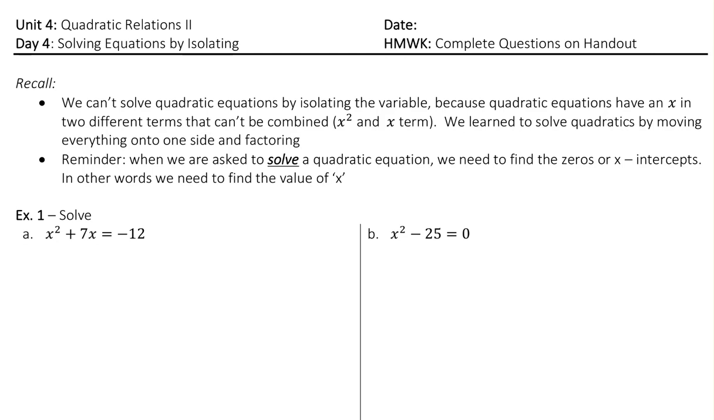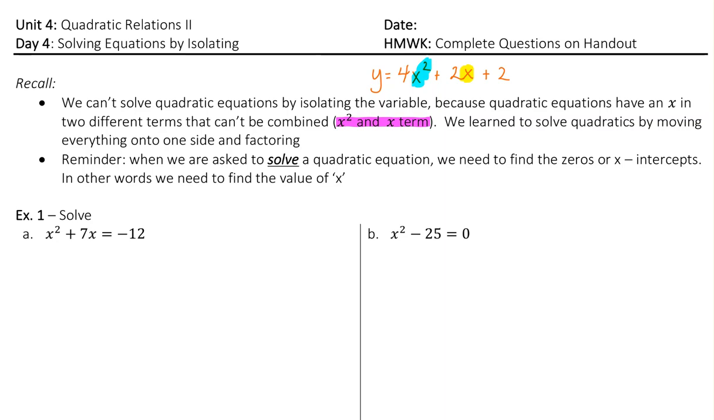Just to review, remember if we have a quadratic equation, pretty much in any form, but I'll use standard form as an example. So let's assume this is a quadratic in standard form. We can't solve the quadratic equation by isolating the variable because our quadratic equations have an x in two different terms that can't be combined. So we have both an x squared and an x term. You couldn't simply rearrange and isolate these variables because you actually have two unique variables in your question.